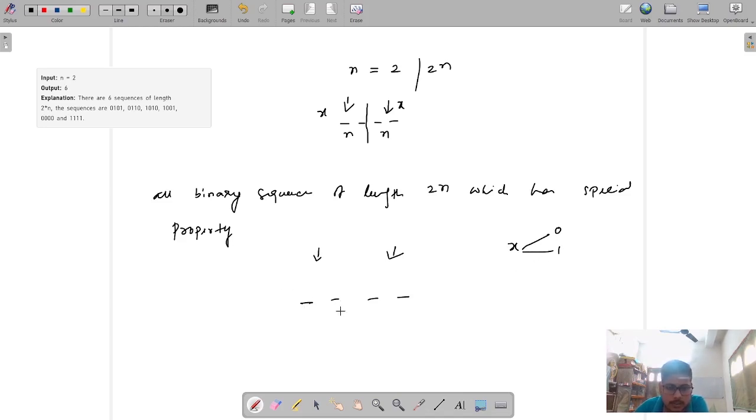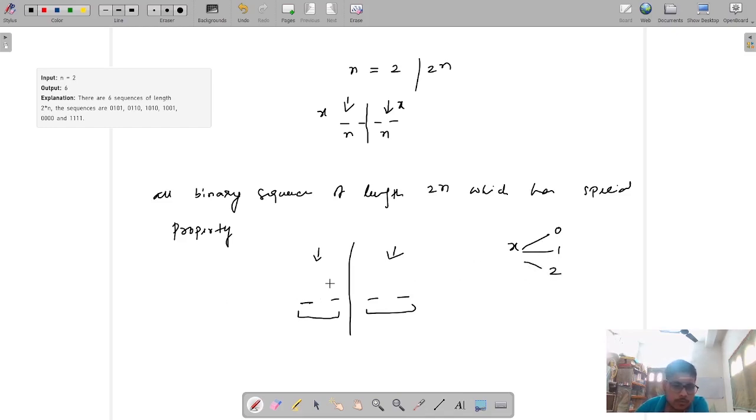So how many ones can I put here at maximum? Maximum 2, because if I bisect this I have only n positions. In n positions I can put at most n ones. I cannot put n plus 1 or n plus 2 ones in n positions. So what are the possible values of x in this case? If I bisect this 2n length, I have 2 here and 2 here, so I can put 0 ones, 1 one, or 2 ones.